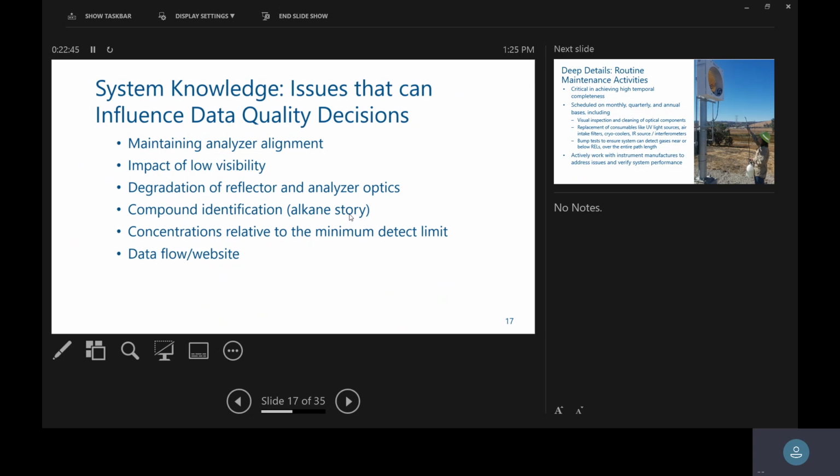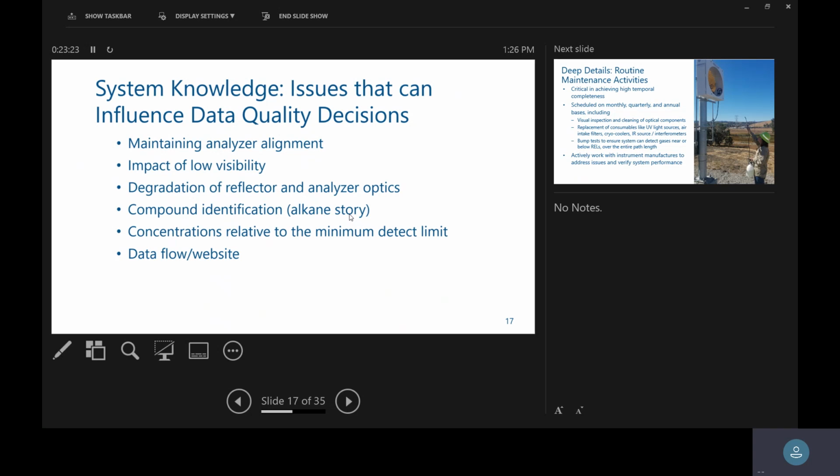So again, going back to my first comments, the human knowledge, the deep systematic knowledge of the entire system, relates to the data quality decisions. If there's an issue with a detection, some of the things the analyst will look at is, is the alignment in? How does that relate to whether the signal is sufficient, or is there some other indication of some alignment problem, like high winds, for example? So those kinds of things.